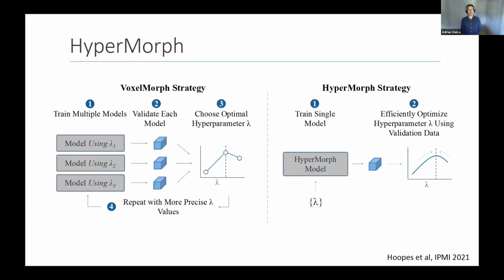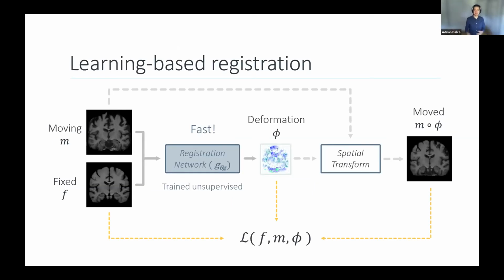So here's our proposal. It's called Hypermorph. And the idea is we're going to train one large model, okay, just one, instead of all the different models. And this model will be aware of the hyperparameter. It will take it as input, right? Here's how it works. Here's a simple registration network, like the ones you've seen in previous slides. Take two images, register, get the deformation field.